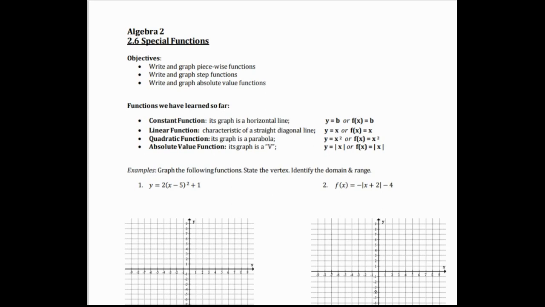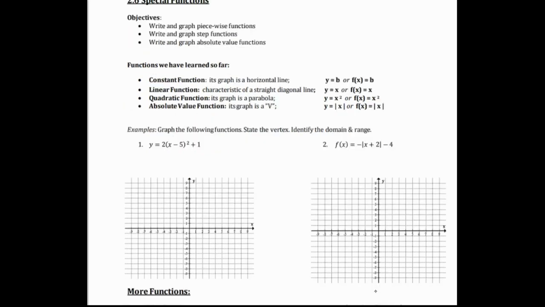The functions we've discussed are constant functions, which are a horizontal line. Linear functions that are y equals mx plus b. The parent is y equals x. Quadratic functions, which is our parabola. Our parent function is y equals x squared. And our absolute value functions, which are v's, and our parent function is y equals the absolute value of x.